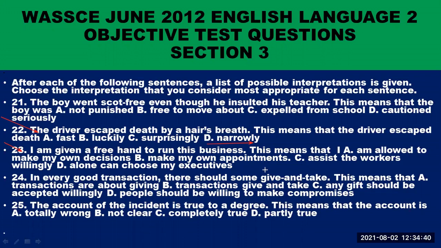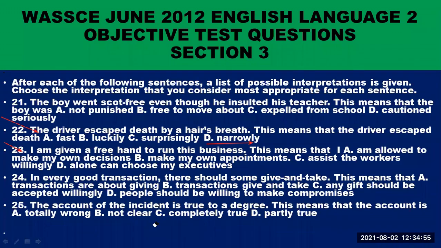And with that meaning in mind, you can look through the options. So first, look at the idiomatic expression and then think about the kind of image it creates in your mind.